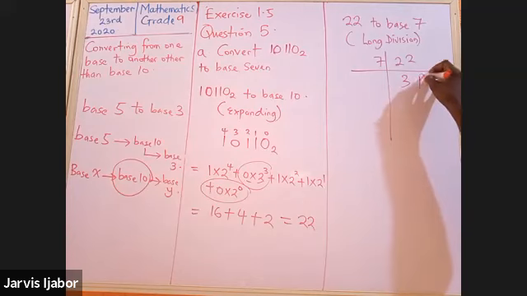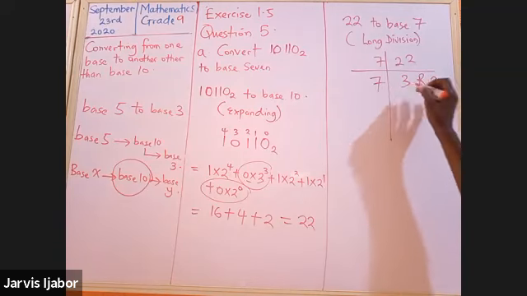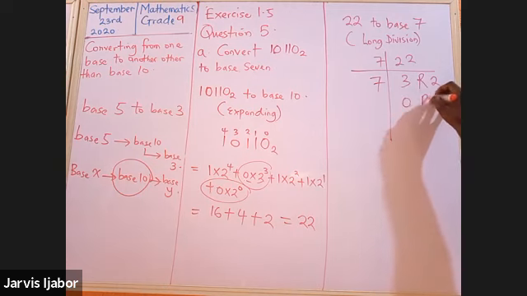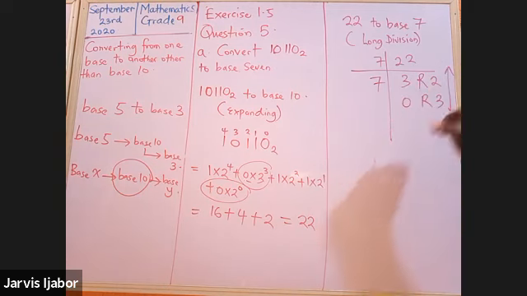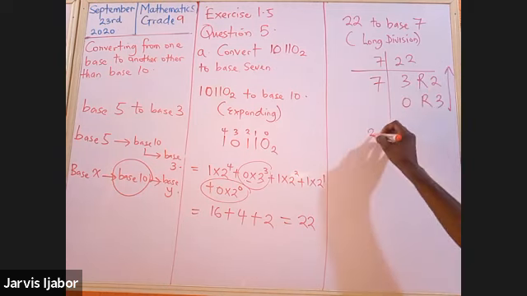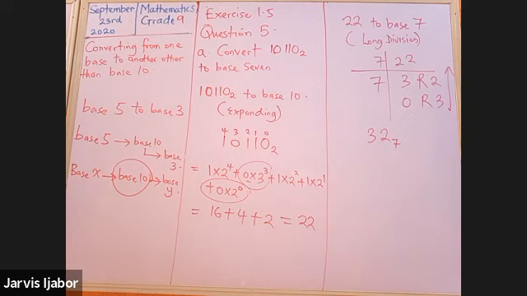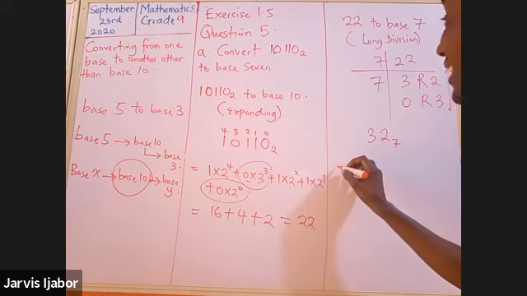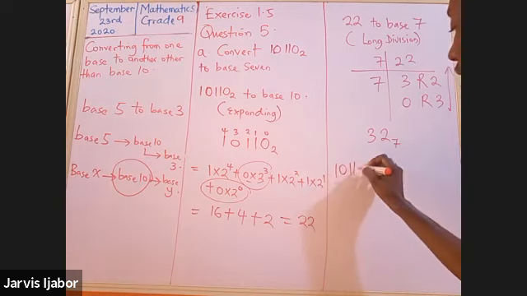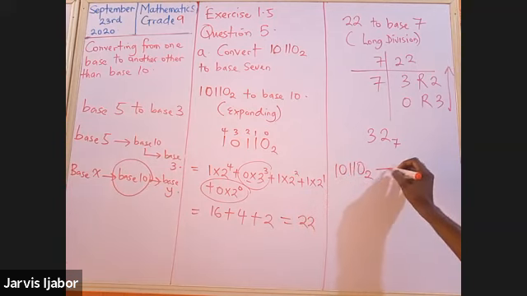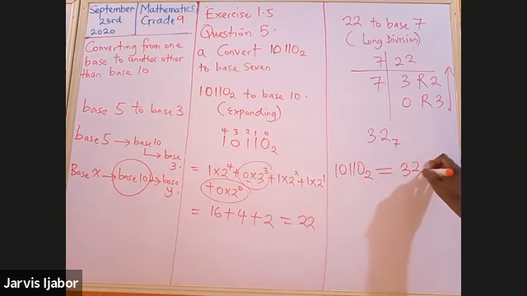7 into 22 will give you what? 3. Remainder what? 2. 7 into 3 will give you what? 0. Remainder 3. You read upwards, and the answer will be what? 3, 2 base 7. So you come again and tell us that 10110 base 2 is equal to what? 32 base 7. That's all.